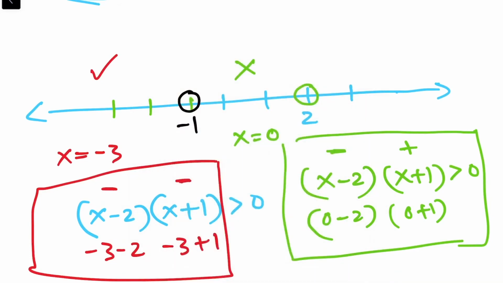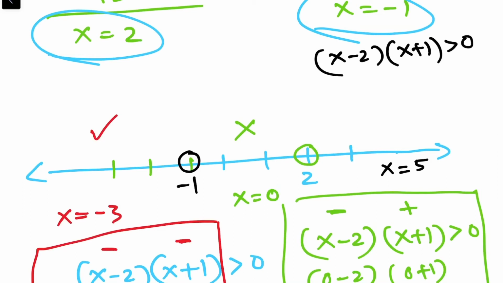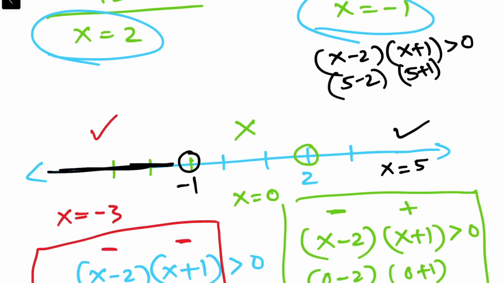We have one more section left. Let's take a look. Let's choose x equal to 5. So if we choose 5, what happens? Let's say we have x minus 2, x plus 1 greater than 0. So 5 minus 2 will be positive and 5 plus 1 will be positive. So both signs are positive. We know any positive number will be bigger than 0, so this will also be part of the solution.